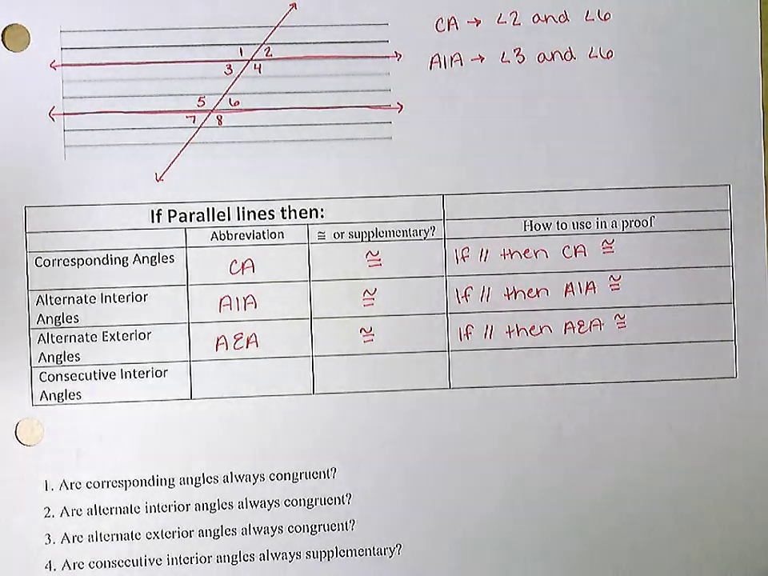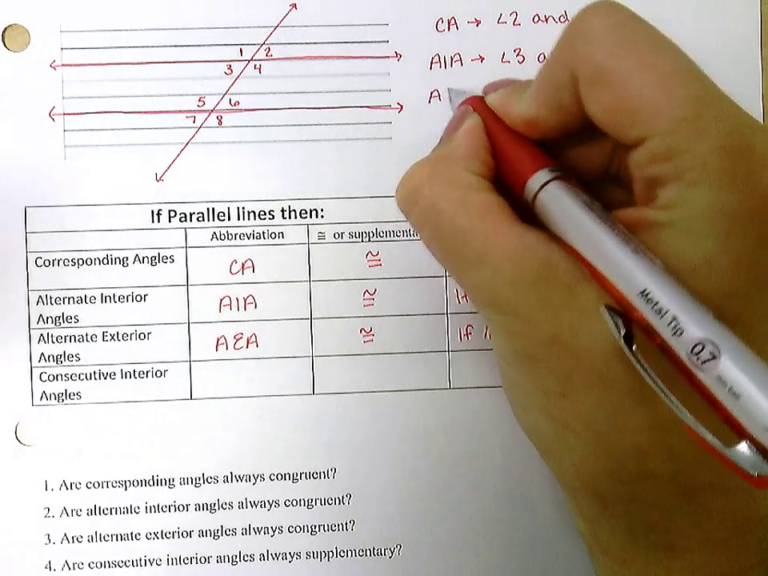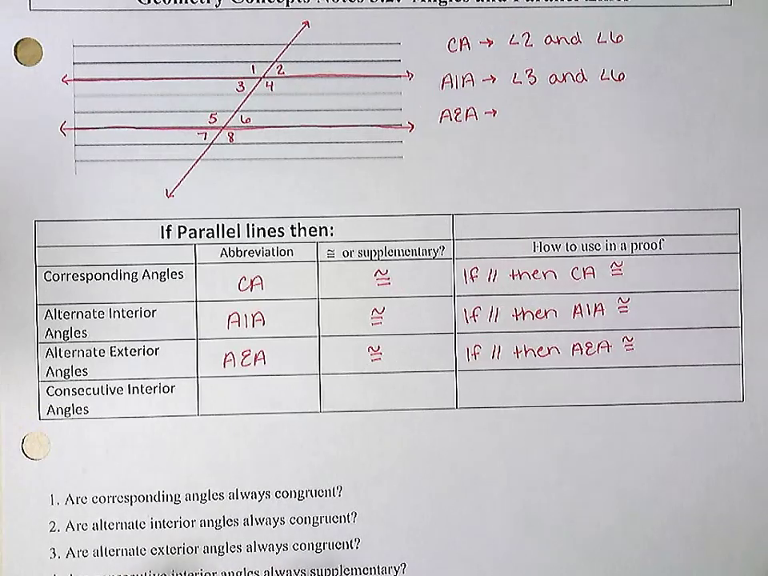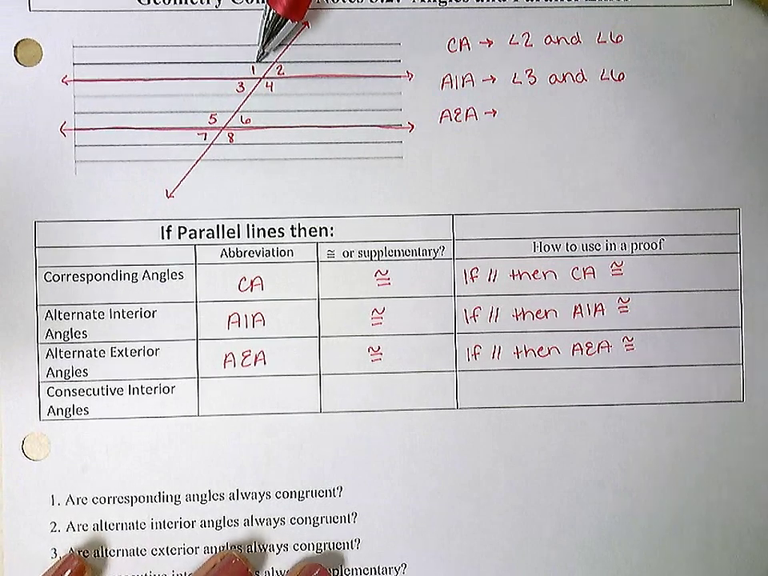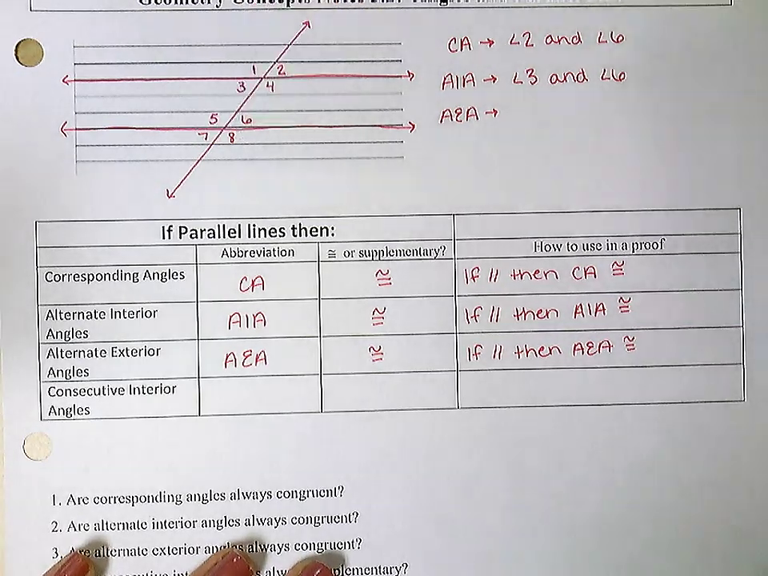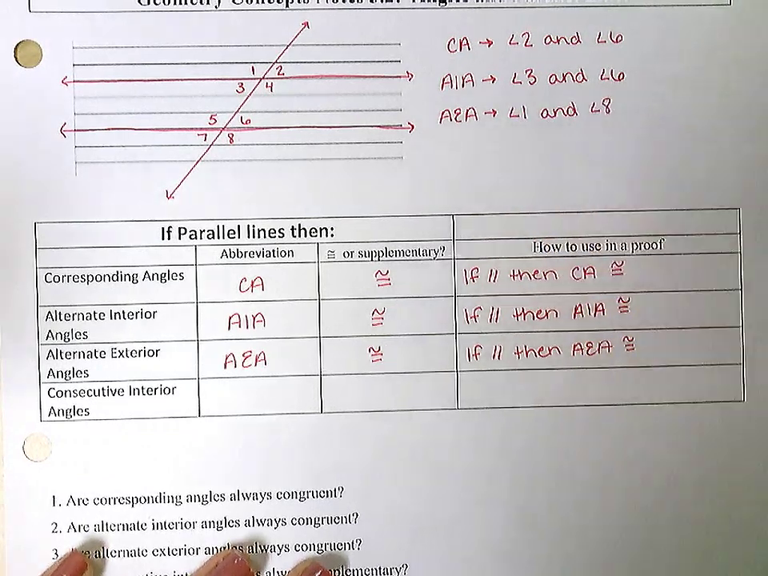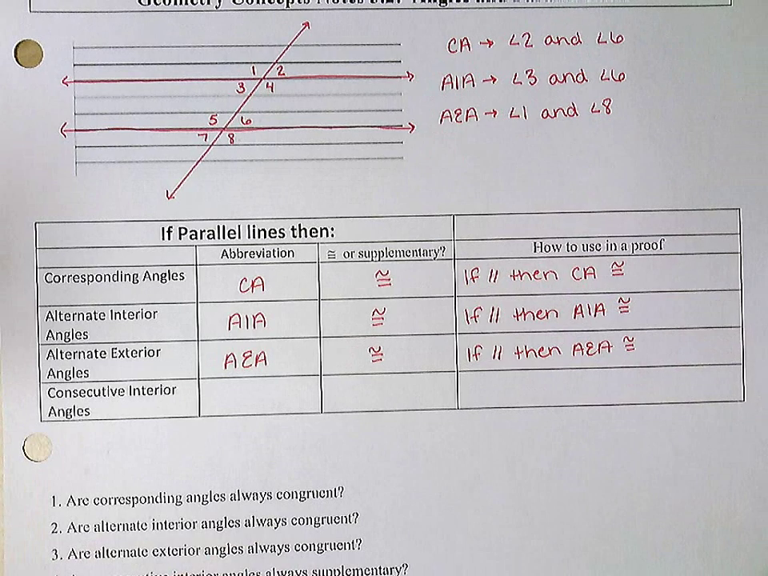An example of alternate exterior angles in our picture above. These ones have to lie in the exterior of your parallel lines, so outside the two sets. And then again, they have to skip over that transversal. So one example of this would be angle 1 and angle 8. You go over the top of that transversal, and it is in that exterior part. So angle 1 and angle 8. What's the other pair? 2 and 7.